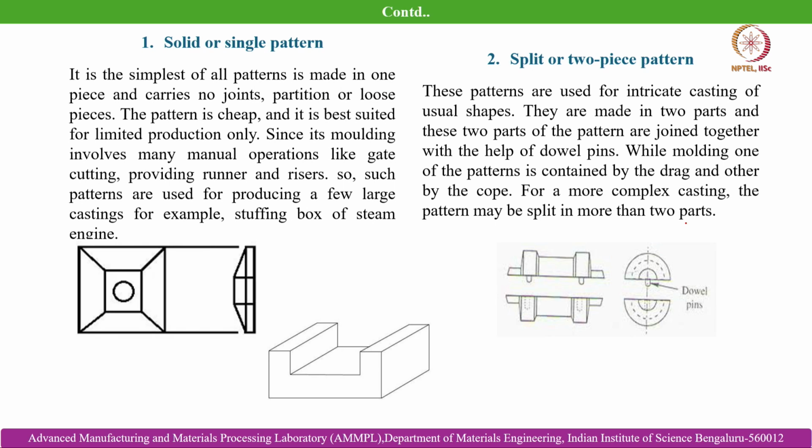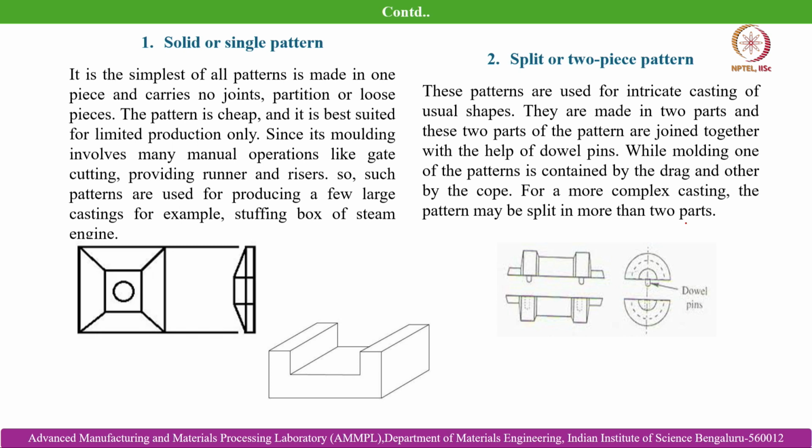Now we will discuss the individual types of pattern. Number one is the solid or single pattern. It is the simplest of all patterns, made in one piece with no joints. In this case, partitions or loose pieces are not there. The pattern is kept in one of the molding flasks, either the cope or the drag. Because there are no two pieces, there is no need to keep it in two different flasks.